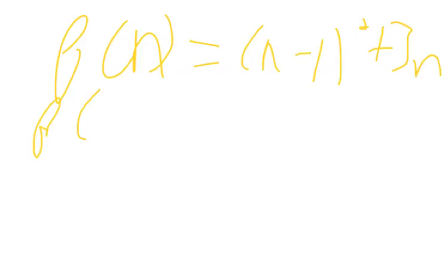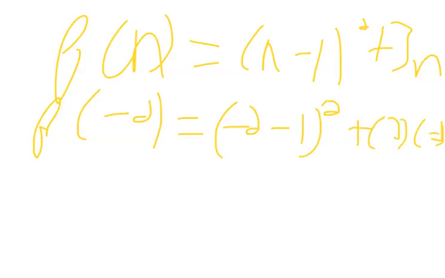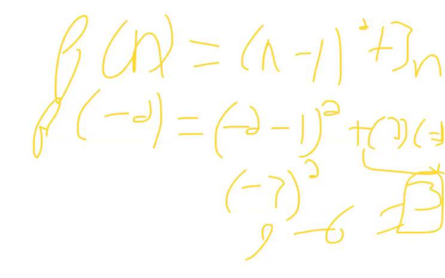Suppose f of n, a function of n, is (n minus 1) squared plus 3n. You want to find out what f of, for example, negative 2 is. Let's just plug it in. That's all you have to do. Negative 2 minus 1 is negative 3 inside the whole thing. If you square that, you get 9. And then 3 times negative 2 is negative 6. So 9 minus 6 is 3. It's a function. You just plug it in.